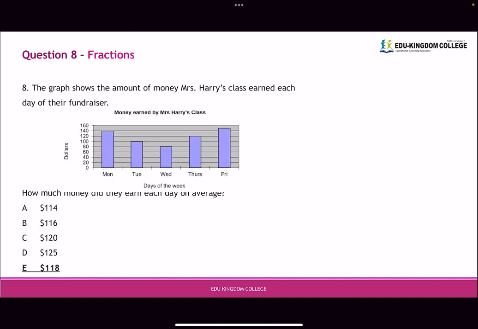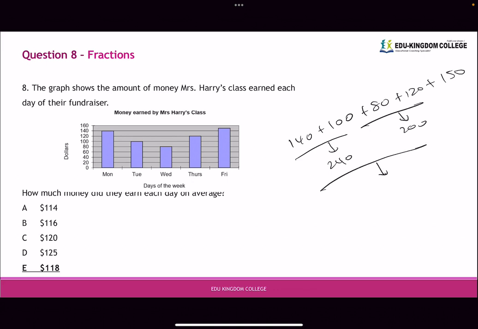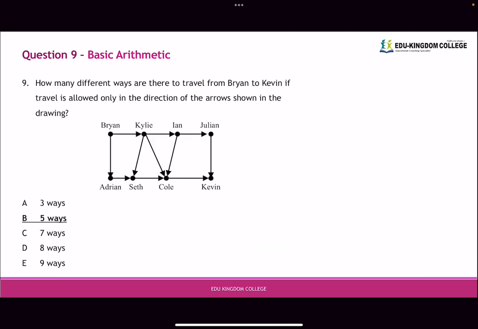All right, the graph shows the amount of money Mrs. Harry's class earned each day of their fundraiser. How much did they earn each day on average? So it was 140 plus 100 plus 80 plus 120 plus 150. So this together is 200. This together is 240. So this together is 440 plus 150 equals 590. Okay, so that's a lot of money. So when we divide that by 5, what do we get? 118. So that's E.